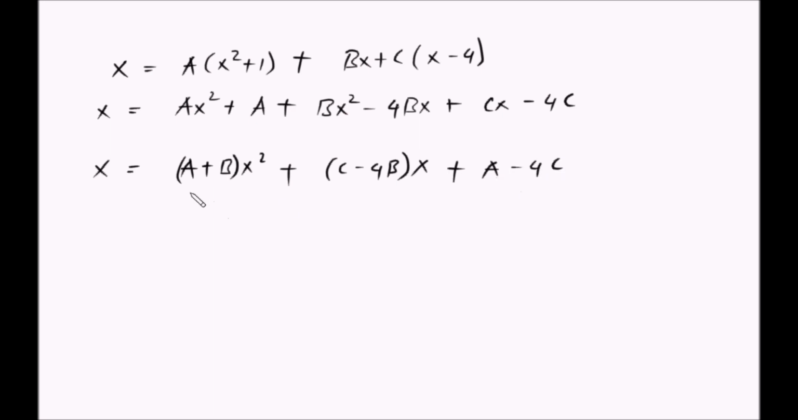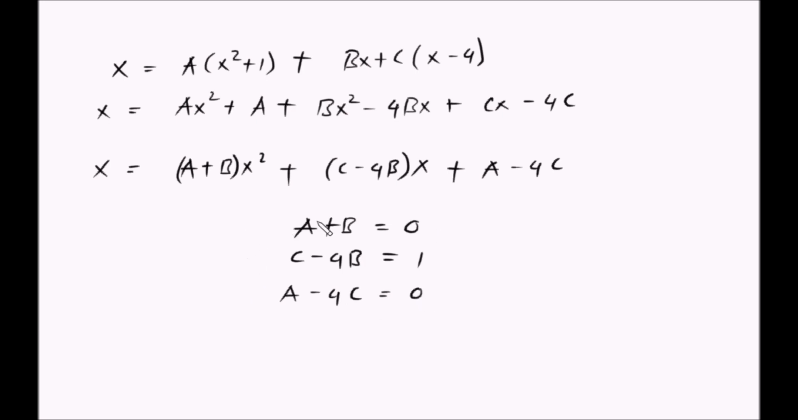Yeah. So hapa tuna x square huku hatuna, kwa hiyo coefficient ya x squared huku ni 0. So a plus b itakuwa ni sawa na 0. So hapa coefficient ya x ni c minus 4b. Huku coefficient ya x ni 1. Huku hakuna constant, huku ipo, so a minus 4c sawa na 0.